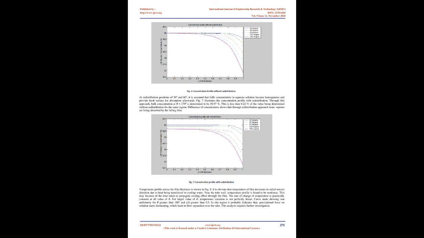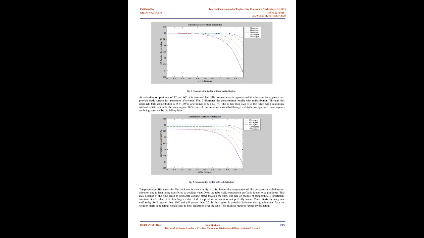At redistribution positions of 300 and 600, it is assumed that the LiBr concentration in the aqueous solution becomes homogeneous and provides a fresh surface for absorption afterwards. Fig. 7 illustrates the concentration profile with redistribution. Through this approach, the bulk concentration at 1700 is determined to be 58.97%. This is 0.22% less than the value determined without redistribution for the same region. The difference in concentration shows that through the redistribution approach more vapors are absorbed by the falling film.